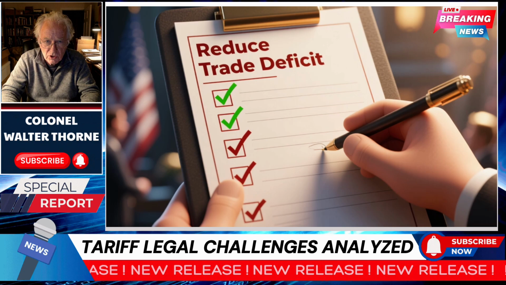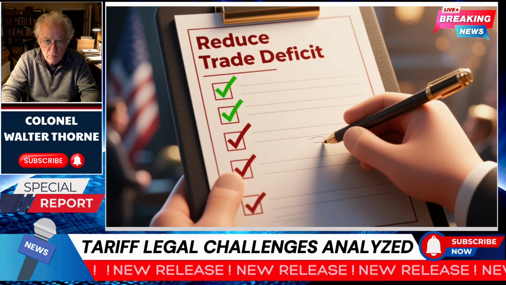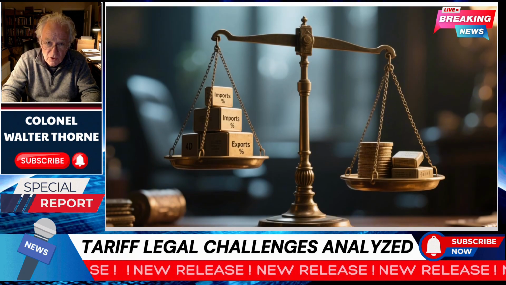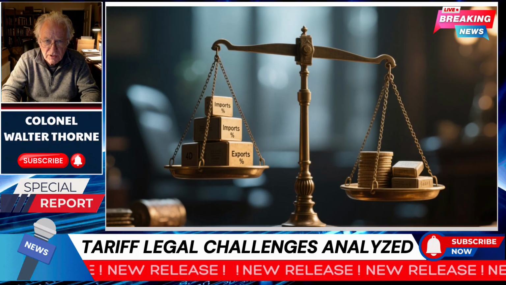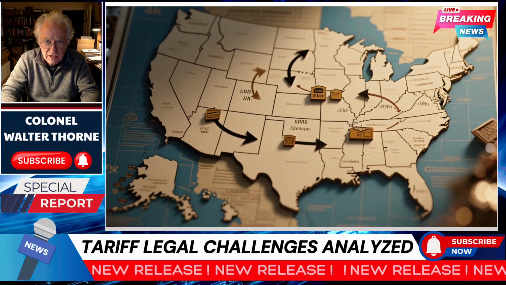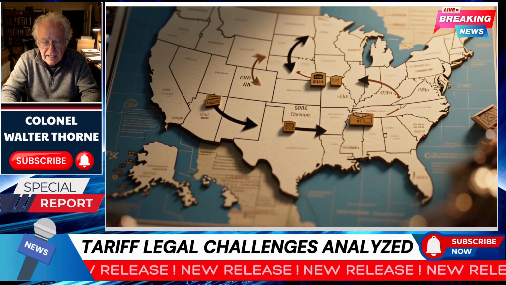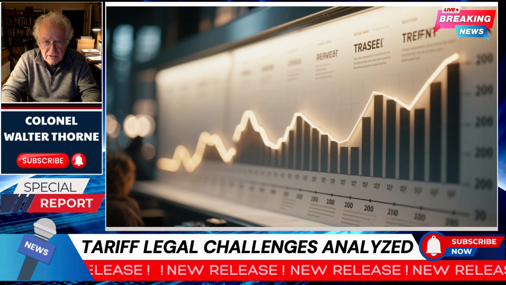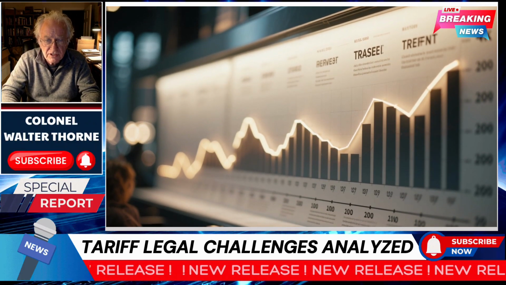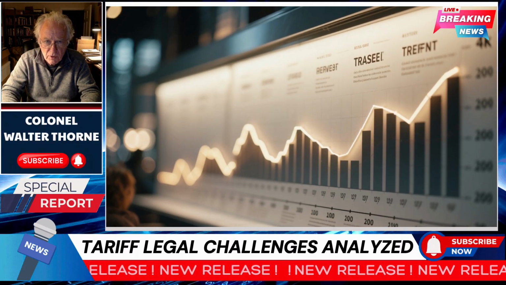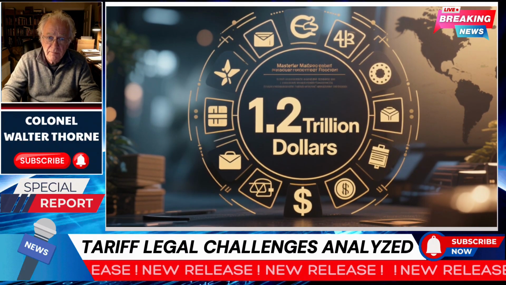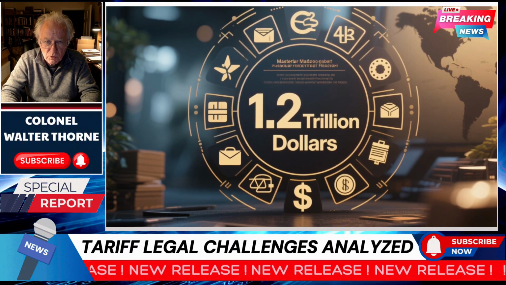The U.S. trade deficit in goods totaled approximately $1.2 trillion in 2024, according to Census Bureau data. This represents an increase from approximately $840 billion in 2017. The overall current account deficit, which includes trade and services and investment income, was approximately $950 billion in 2024.